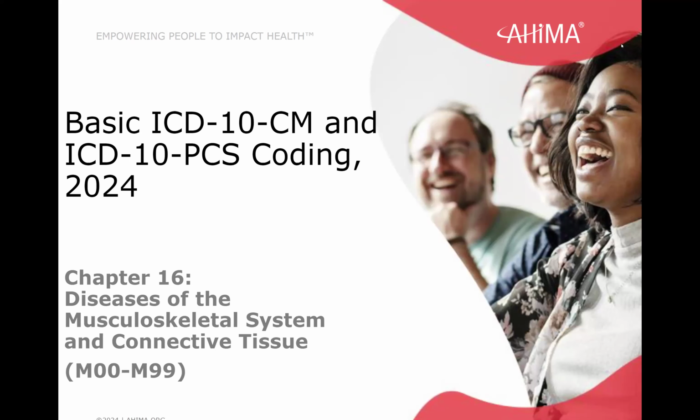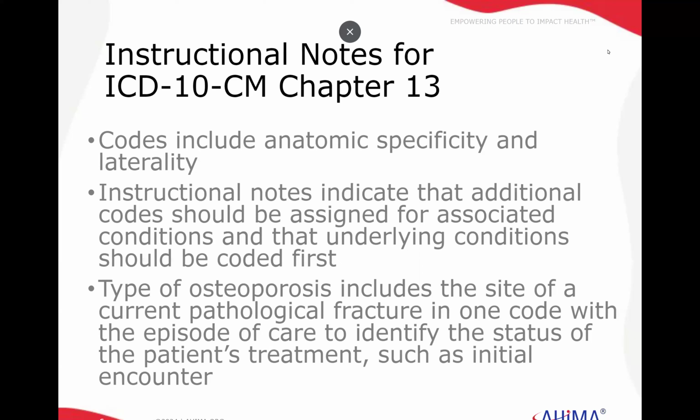Okay, we're back and we're going to talk about coding diseases of the musculoskeletal system. Here are some key points about this chapter. These codes include not only the location, but the anatomic specificity. In other words, what part of the bone or the joint is affected. They also deal with laterality, which is a total change from ICD-9.